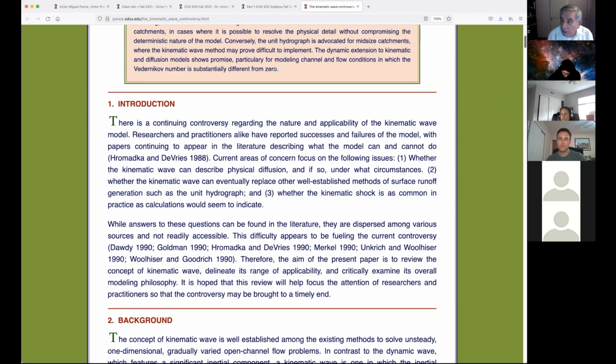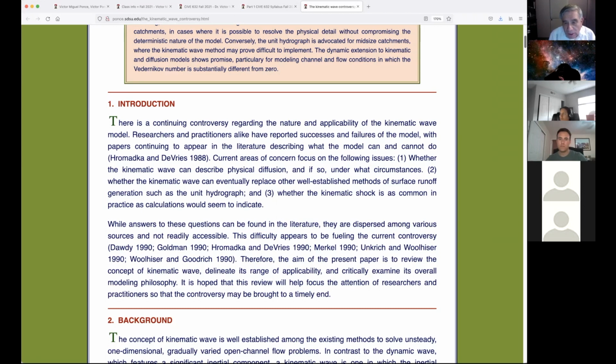So the question then is whether the kinematic wave, as in a calculation of overland flow, which we are going to do this week and next week, can eventually replace other well-established methods of surface runoff generation, such as the unit hydrograph. In other words, the issue here was, are they competing? Are they complementary? Or what? Because you guys had the chance to use either or as parts of the model HMS.